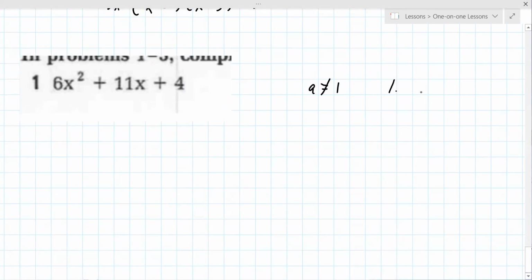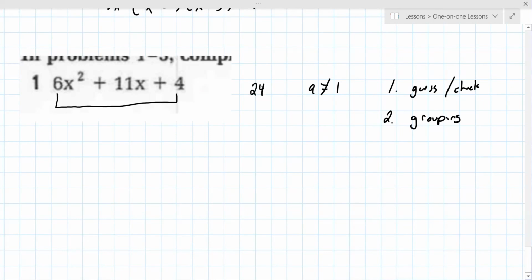There's really two techniques. The first is kind of this guess and check, which is not as good as using grouping. Grouping is, I think, what's taught now, and hopefully you've seen that in class. So to use grouping, what you do is you take this 6 and this 4 and you multiply them together.